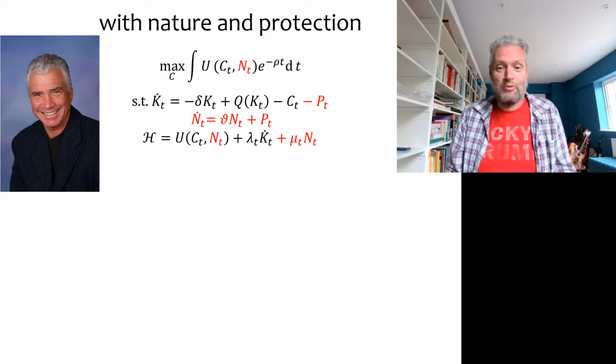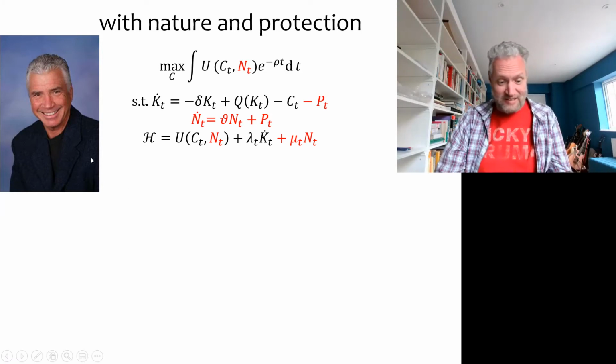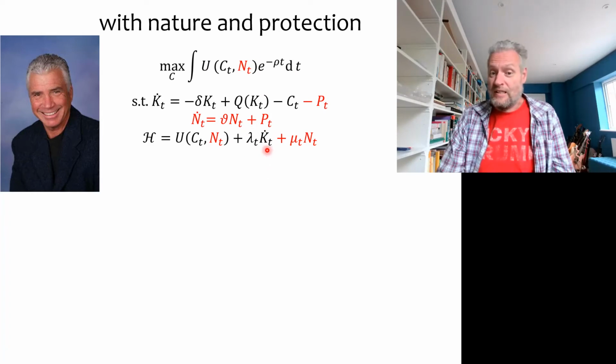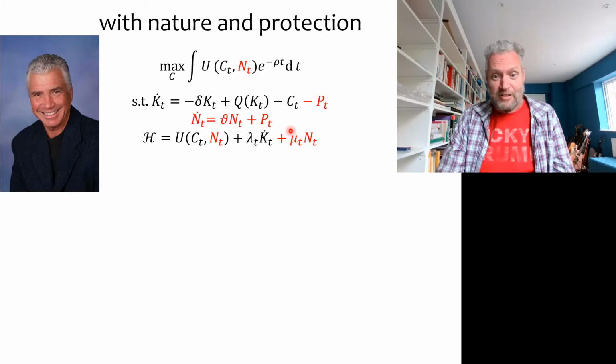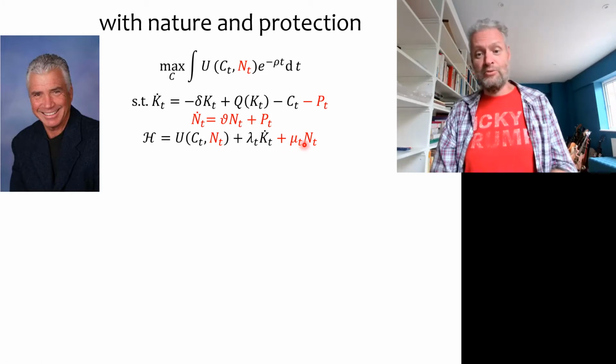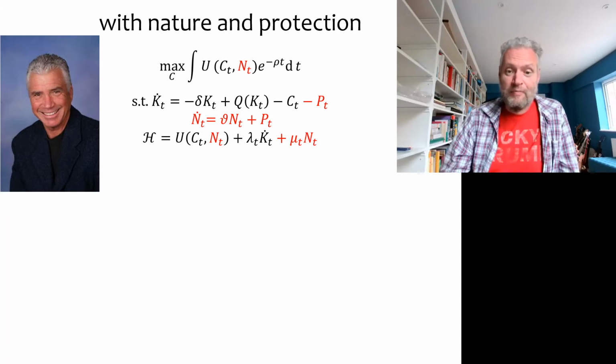We solve this by forming the Hamiltonian. The Hamiltonian is the same as it was, except that the utility function now also depends on N. Look, we're still just using the current value. We still have the co-state variable times the change in capital. Now we have another equation of motion, so we have another co-state variable, mu, times, and this should be an N dot here. Right?